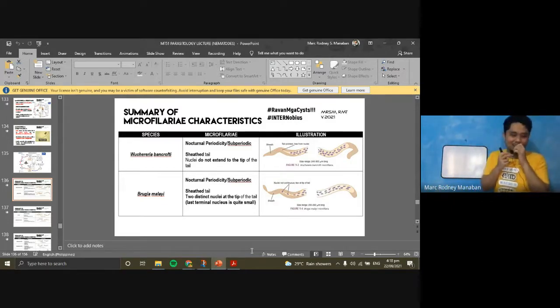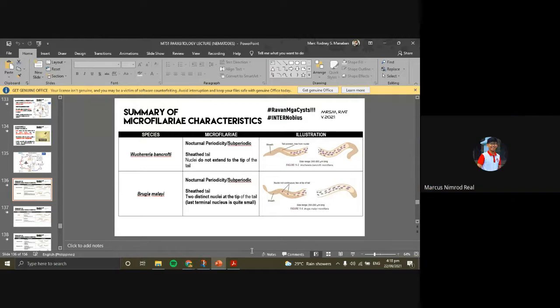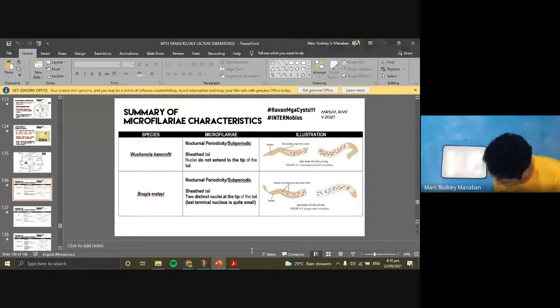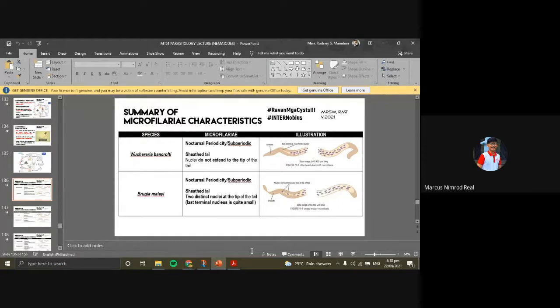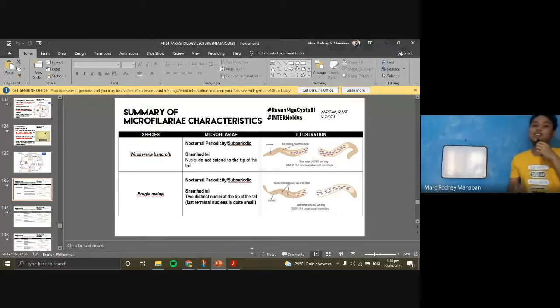What is it? Our first lecture. Delafield hematoxylin. Marcos, is that you? Yes, sir. Very good. That is correct. Delafield's hematoxylin. Don't forget, Delafield's hematoxylin is really for the staining of the sheath. That is its main purpose as a stain.